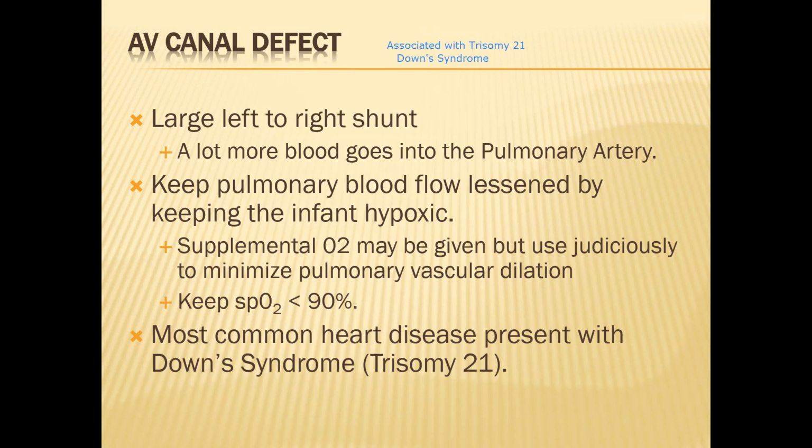So it says to keep pulmonary blood flow lessened by keeping the infant hypoxic. Does that make sense to you? If you've got too much blood, very good. So if you have hypoxia, the feedback mechanism in the body is to constrict the pulmonary vessels. So keep them hypoxic, constrict the pulmonary vessels, and that's going to reduce the amount of blood going into the pulmonary vessels. So it says supplemental oxygen may be given, but used judiciously to minimize pulmonary vascular dilation.